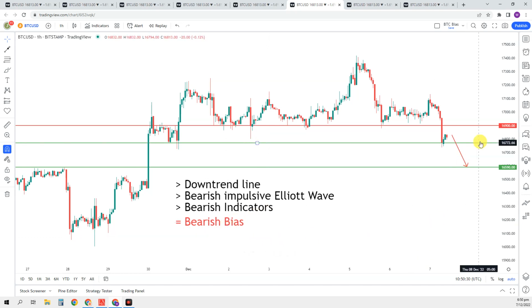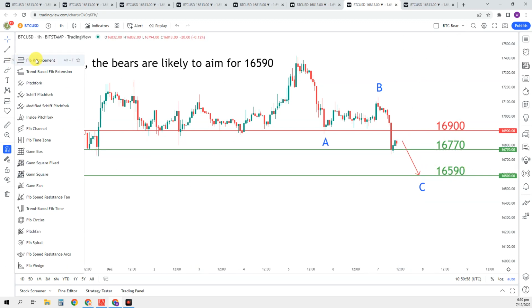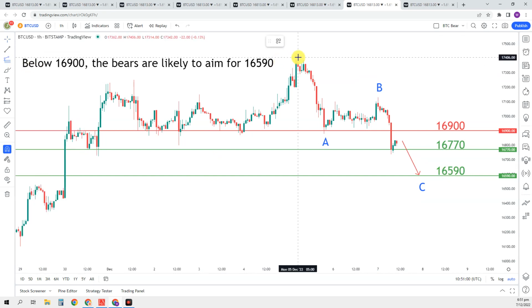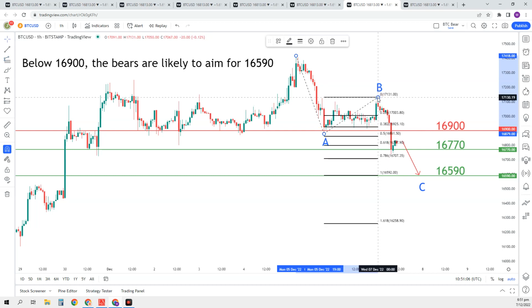So what this means is that the market is likely to move lower from this zone down to 16,590. And just to go into more detail about the bearish bias, below 16,900, the bears are likely to aim for 16,590. Okay, so if the market moves to 16,590, then we will be able to confirm that this downtrend is indeed in the corrective ABC formation.